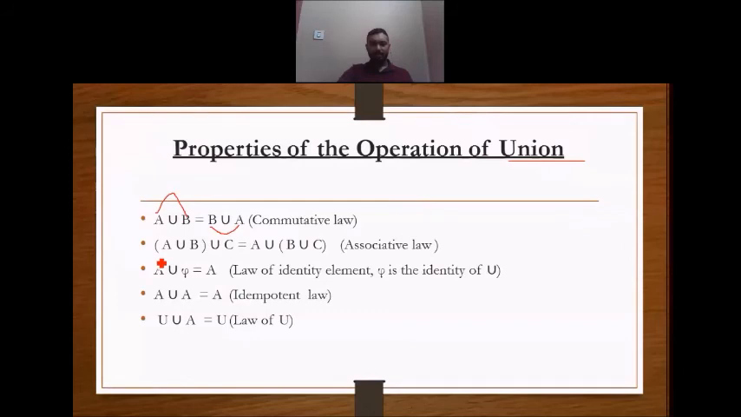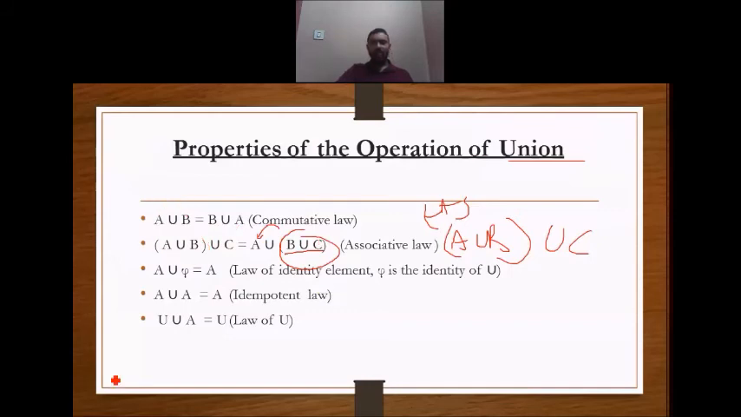Next, (A union B) union C equals A union (B union C). Here, remember the bracket. Bracket means you have to solve the bracket first. In the LHS, first we are finding A union B, then taking the union with C. What will be the RHS? In the RHS, first you are taking B union C, then taking the union with A. So that's the difference, but this property says that you will get the same answer in both.